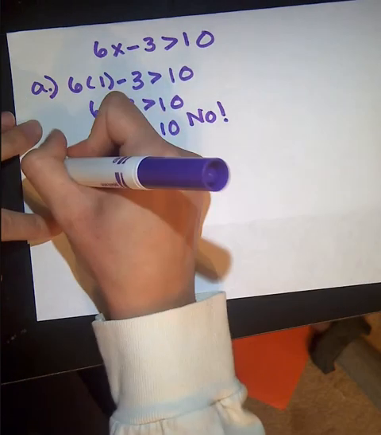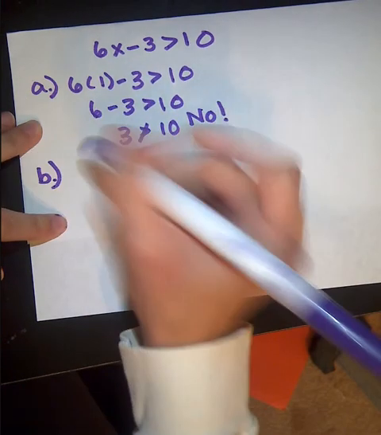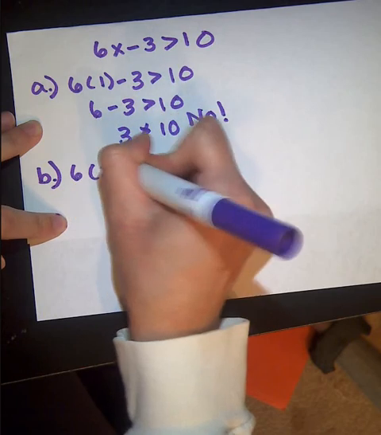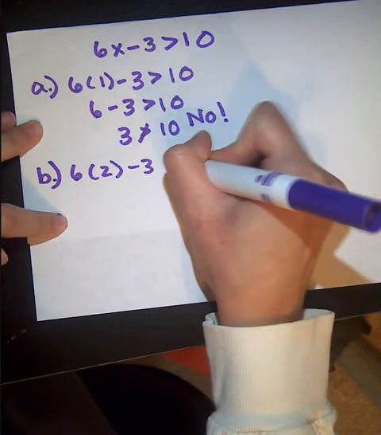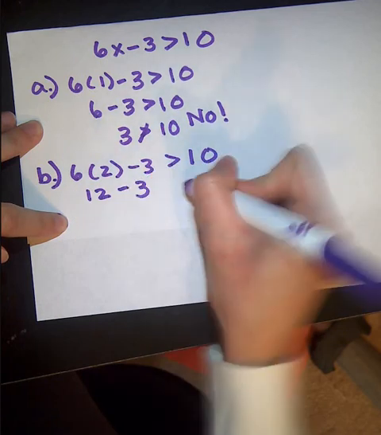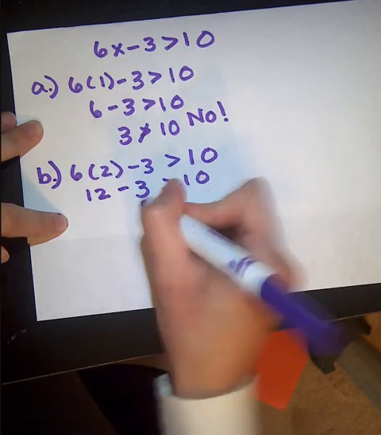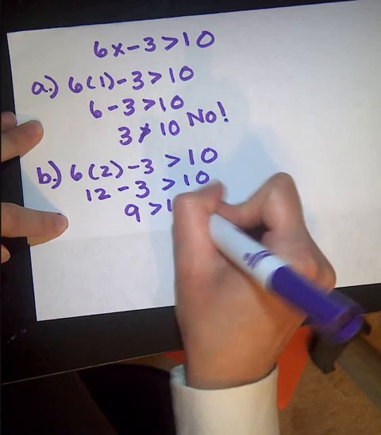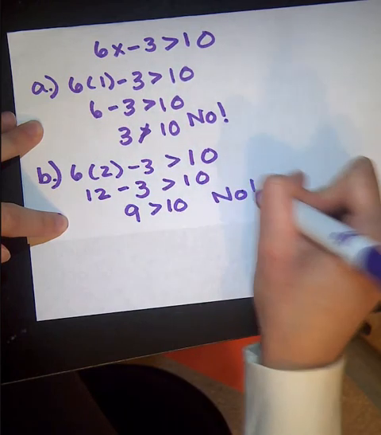For B. Okay, we've got 2. So this is 6 times 2 minus 3. Is that greater than 10? Well, that's 12. 12 minus 3 is 9. Is 9 greater than 10? That is also a no. 9 is not greater than 10.